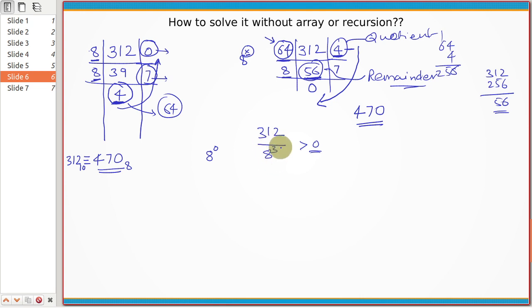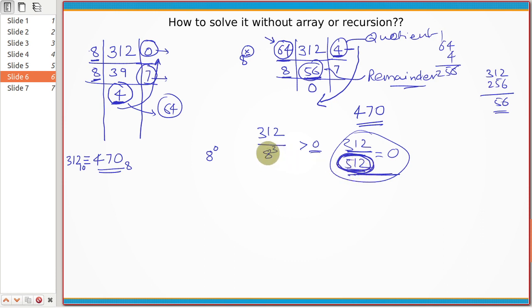Then you try it by 8 raised to 3. 8 raised to 3 is 512. So if you divide 312 by 512, this integer division will result in 0. So you stop there. What does this mean? Basically, you are not able to create any box of size 512 out of this number. So then you reduce the size of the box.